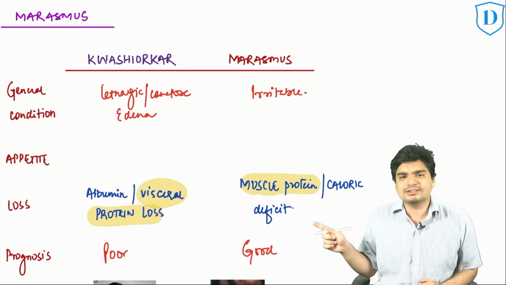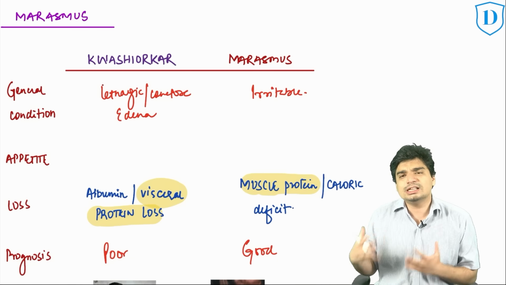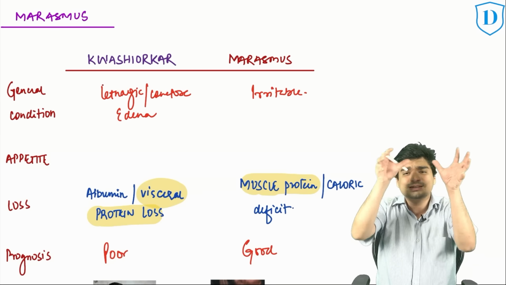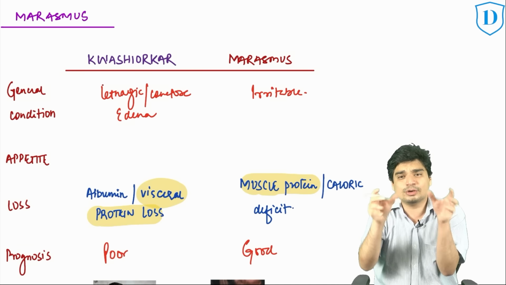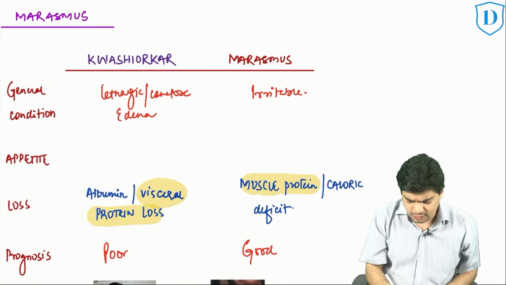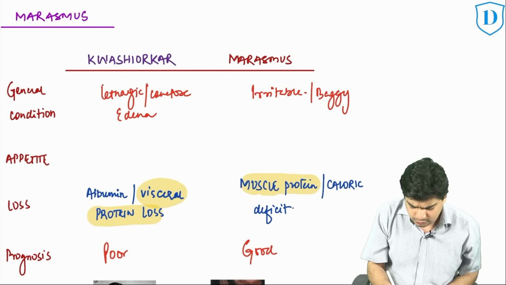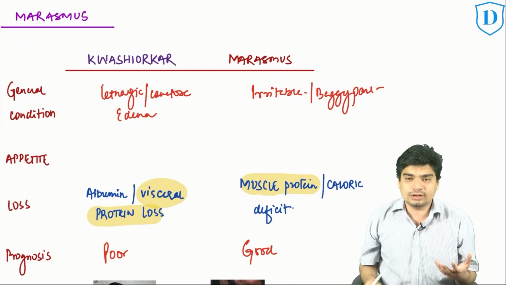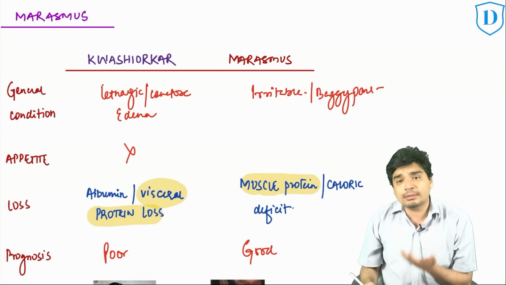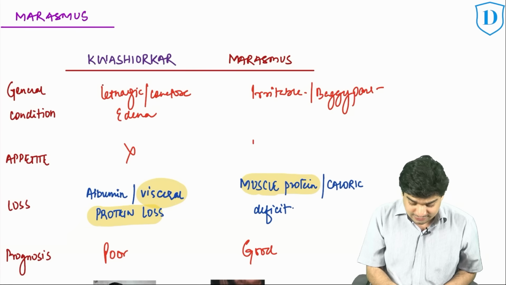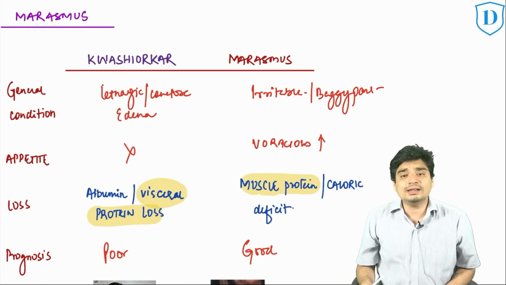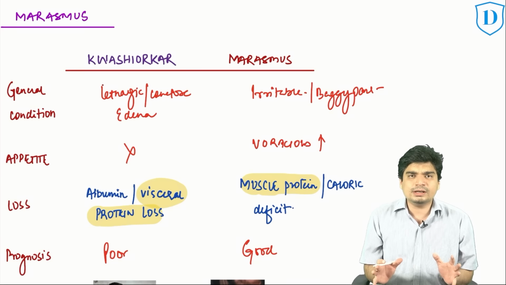Because he has lost muscle protein, there'll be a baggy pant appearance. Because if you have lost muscle protein from your gluteus maximus, the skin over your buttock will hang. That will cause a baggy pant appearance. And of course, if you're lethargic, you will have no appetite. Well, in marasmus, the appetite will be good. In fact, they have a voracious appetite. Appetite is increased.